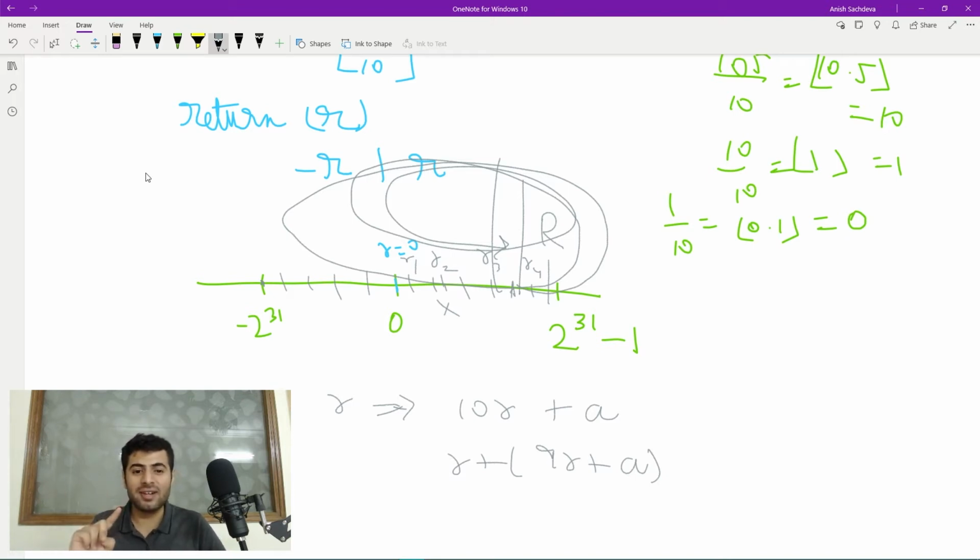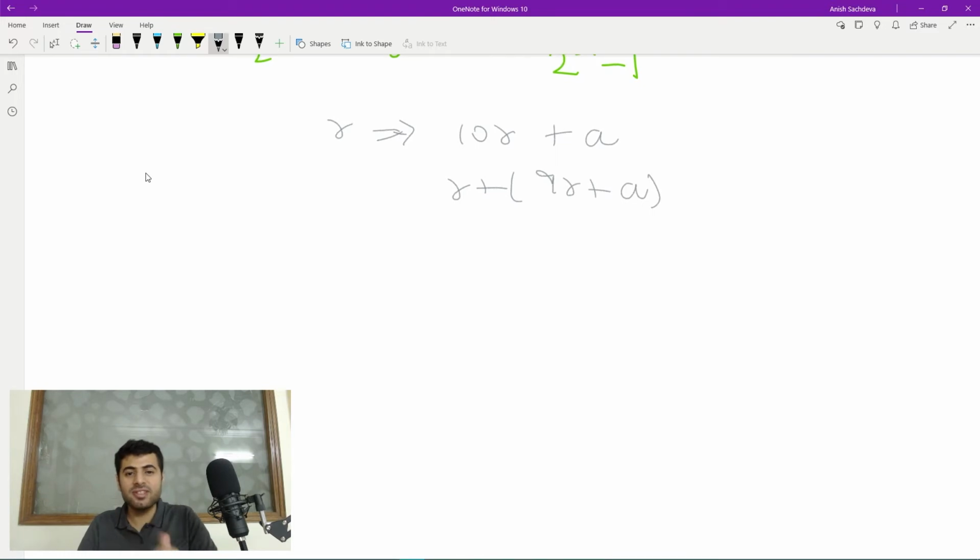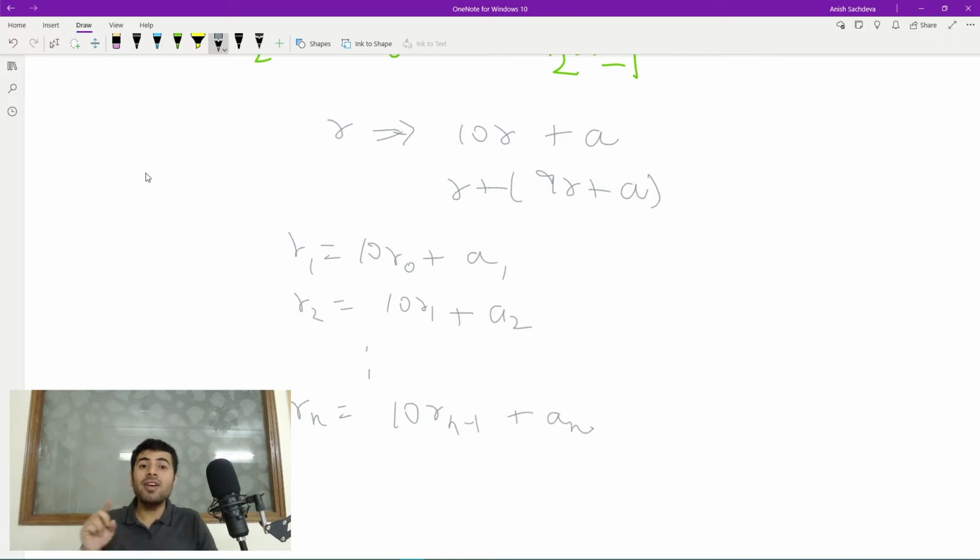So how do we check it? We can check it by using this relation. We know that r1 is equal to 10 times r0 plus some constant a1. We know that r2 is equal to 10 times r1 plus some constant a2. And similarly, for any rn, it is equal to 10 times rn minus 1 plus an. We can use this relation. This relation implies that rn minus 1 is equal to (rn minus an) divided by 10.